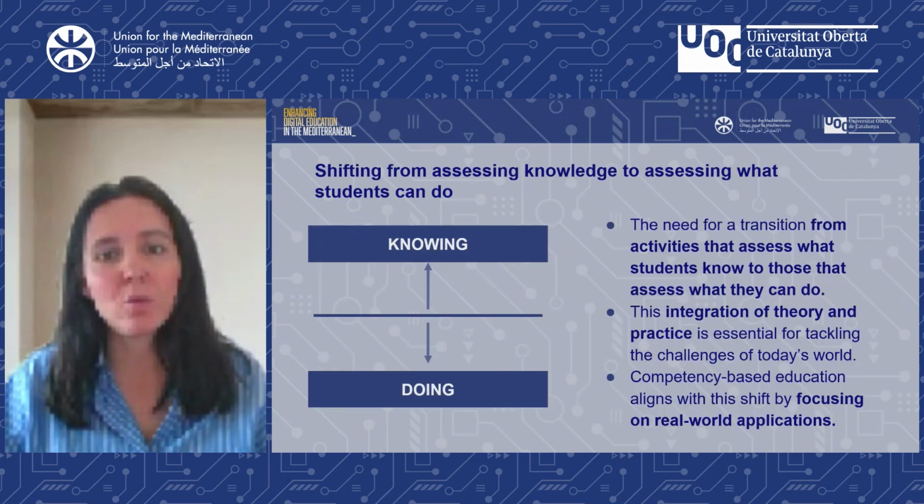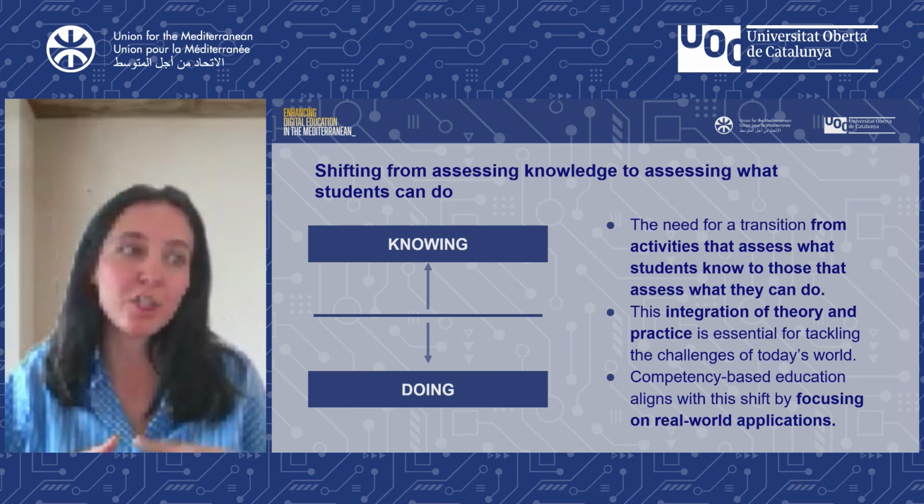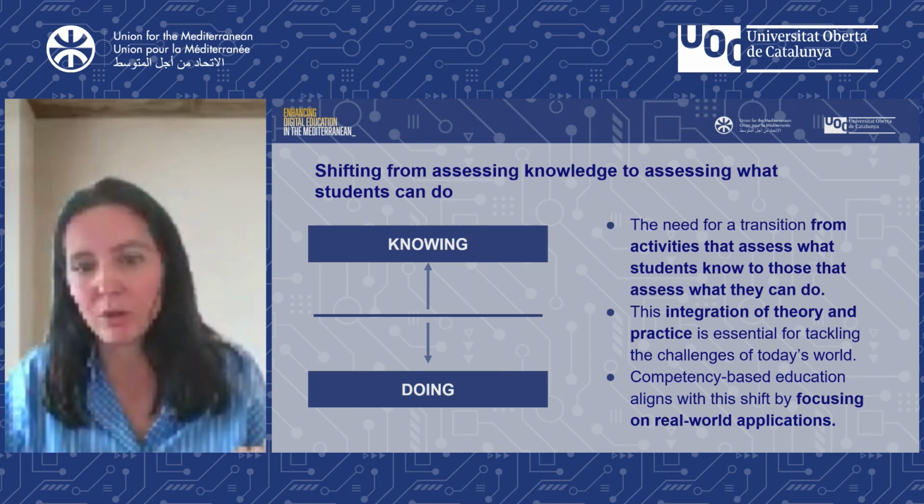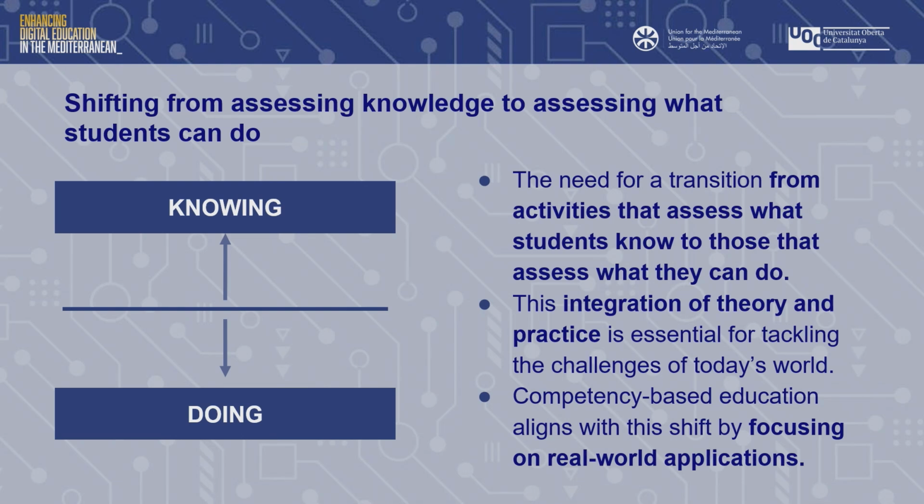So now let's talk about why it's crucial to shift from assessing what students know to assessing what they can actually do. For a long time, education has focused primarily on measuring knowledge, facts, theories, and information that students can memorize. But as we all know, the world doesn't just need people who know things. It needs people who can solve problems and think critically and apply what they know in real world situations. And this shift is essential because today's world is full of complex challenges that demand more than just theoretical understanding. So we need to bridge the gap between knowledge and practice.